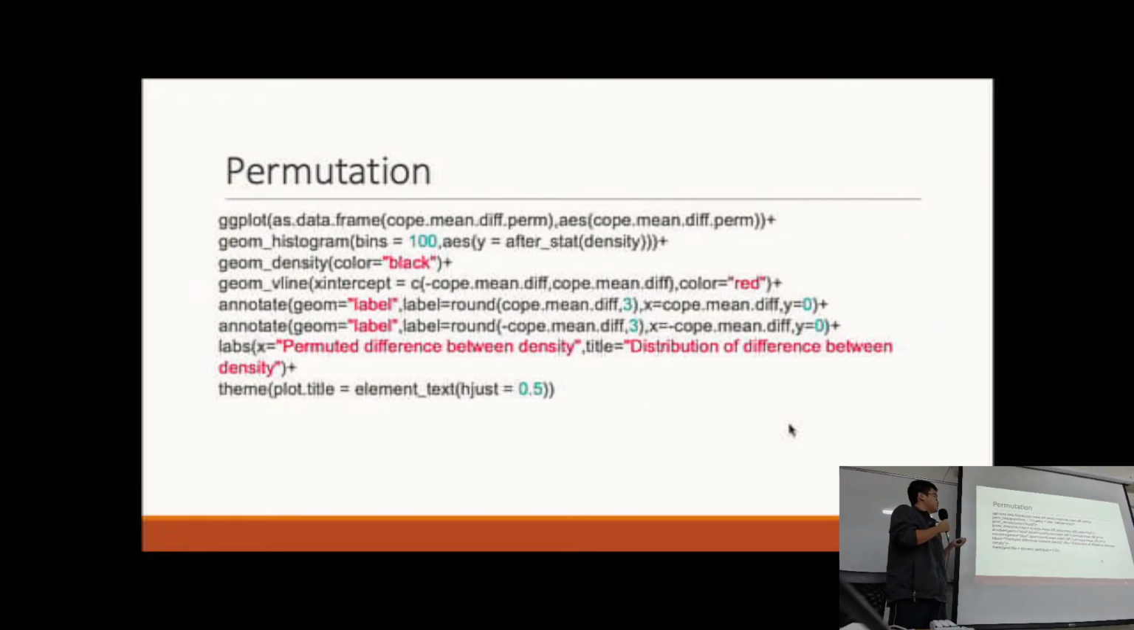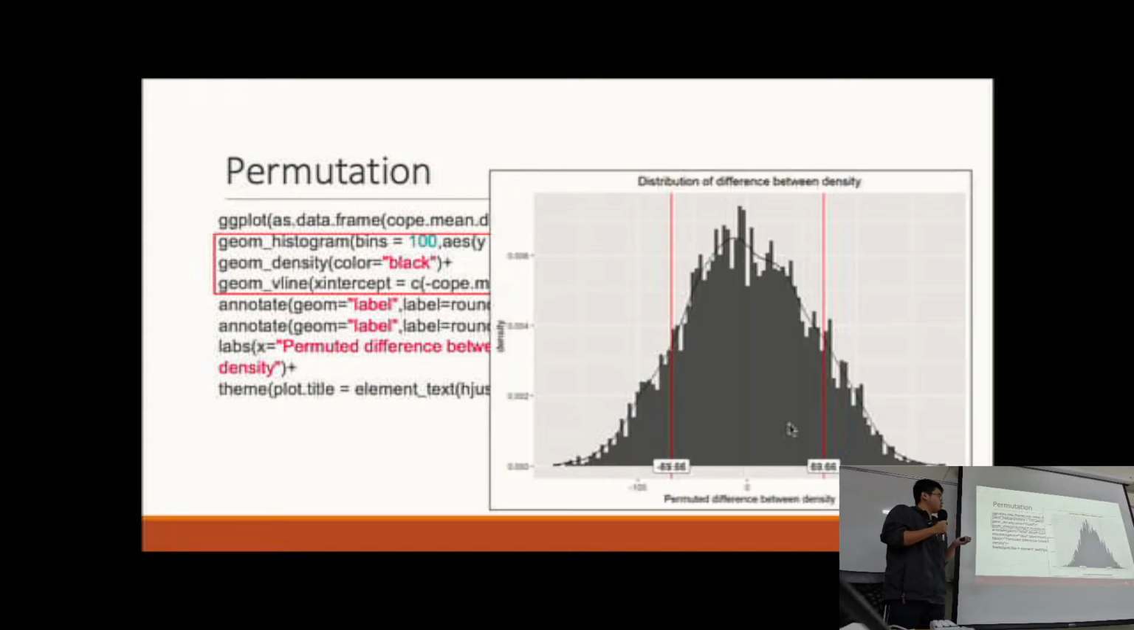And I also use ggplot to make a plot, also the histogram density and vline. In these plots, we can see that the positions of the positive and negative values are closer to the center of the distribution.